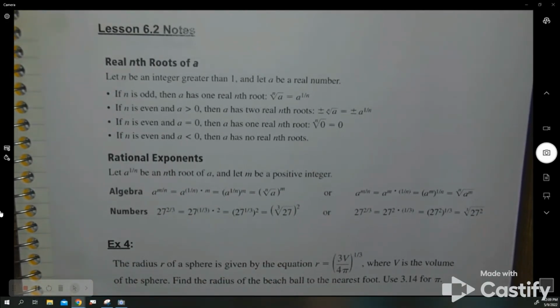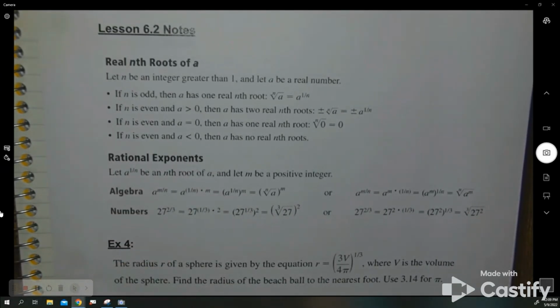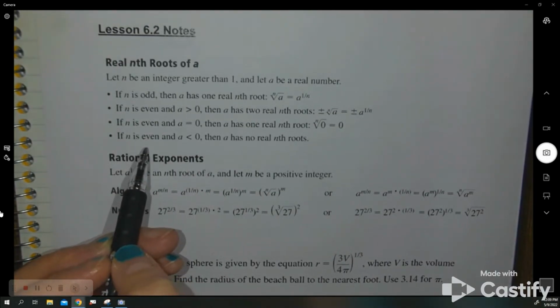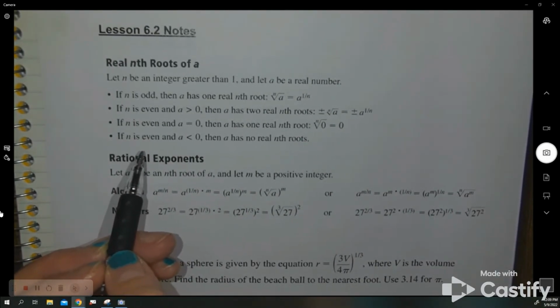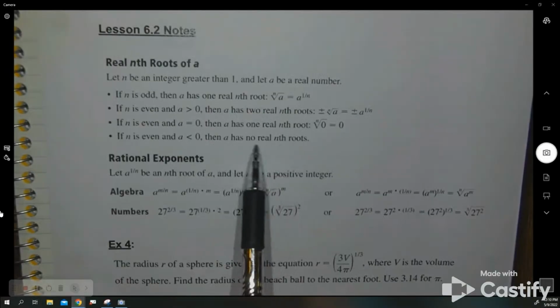So if you think about it, 0 times itself is going to continue to give us 0. If n is even and a is less than 0, then a has no real nth roots. And the reason for that is because if we multiply two negatives together, we cannot get a negative answer. So if a is less than 0, it's saying that the answer to multiplying an even number of times with negatives would give you a negative, and that's not possible. So that's why there's no real nth root.